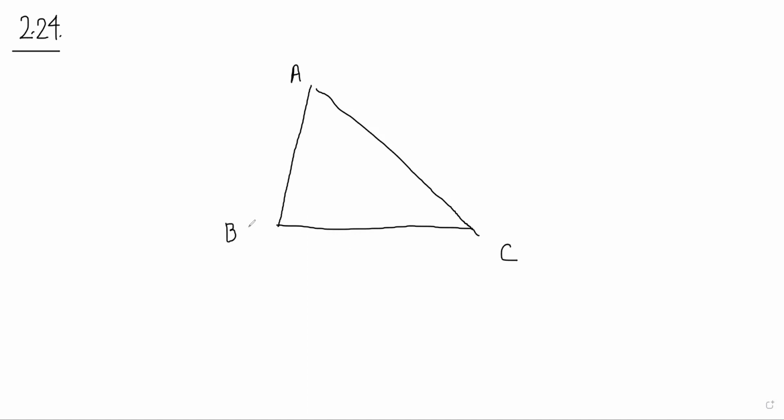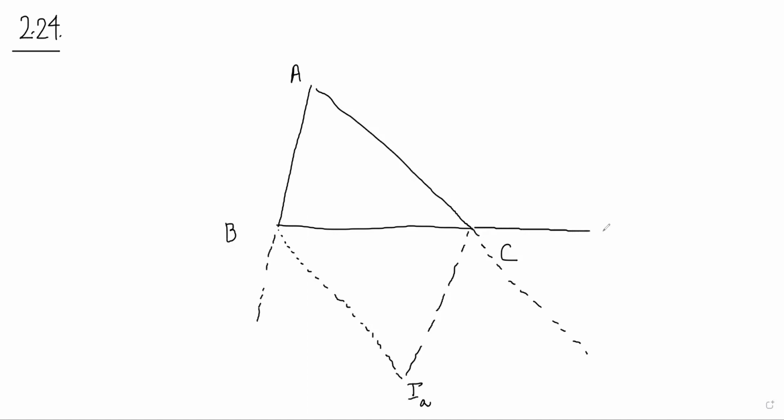ABC is my triangle. He's saying IA, IB, IC are the excenters, right? Yeah. So excenters will be constructed by drawing angle bisectors like this. This will be my IA, right? Yeah. And I will extend this side and continue this angle bisector like this.